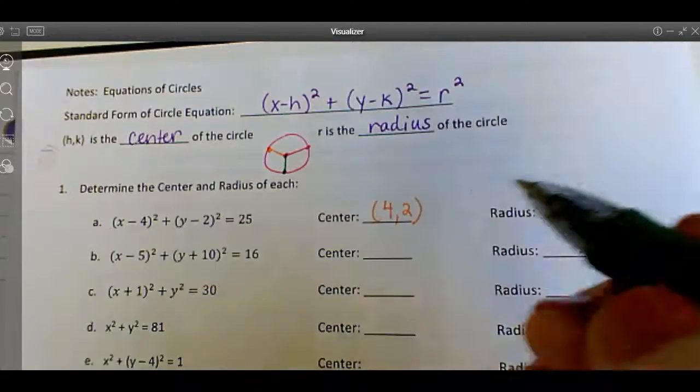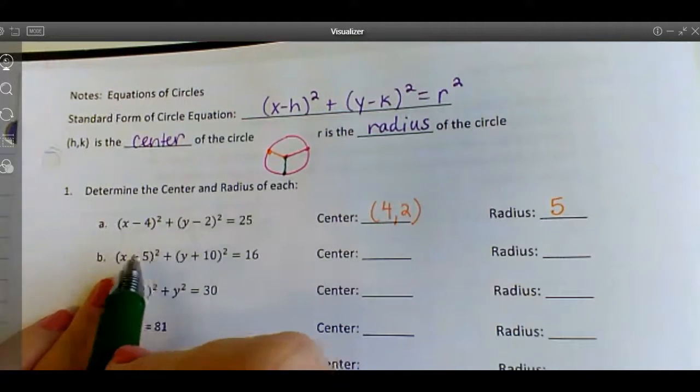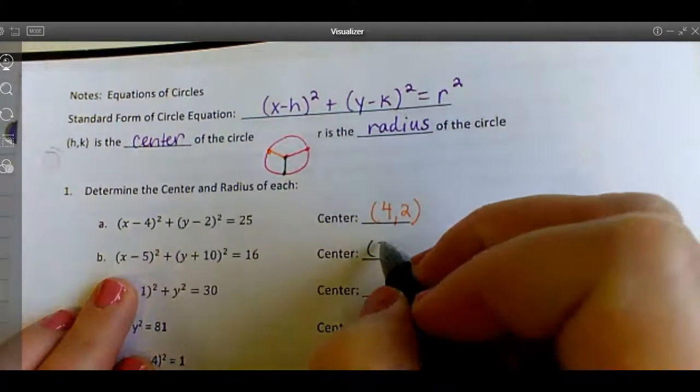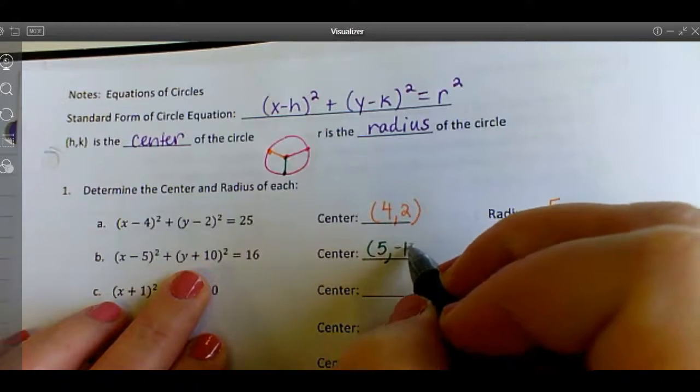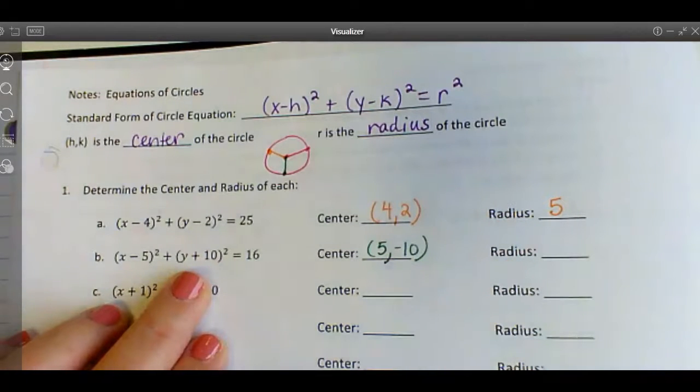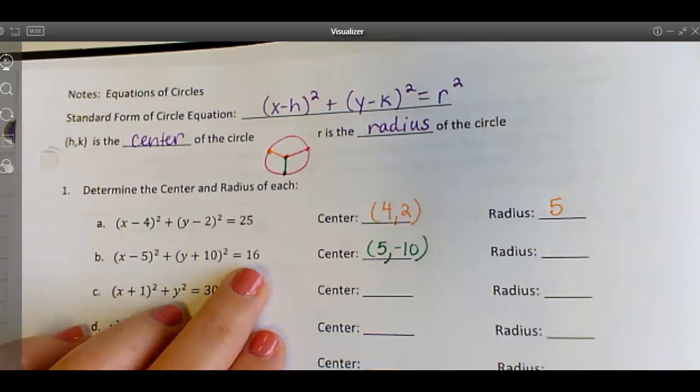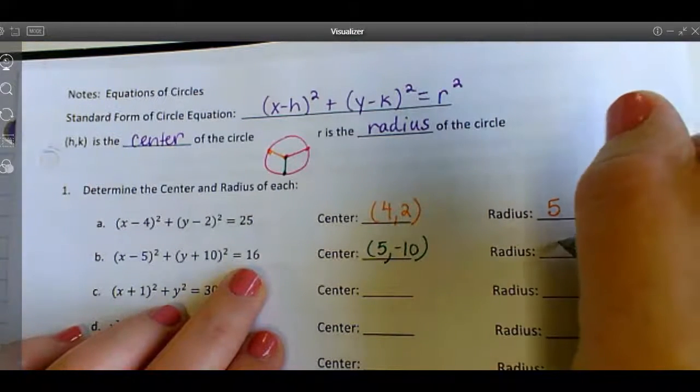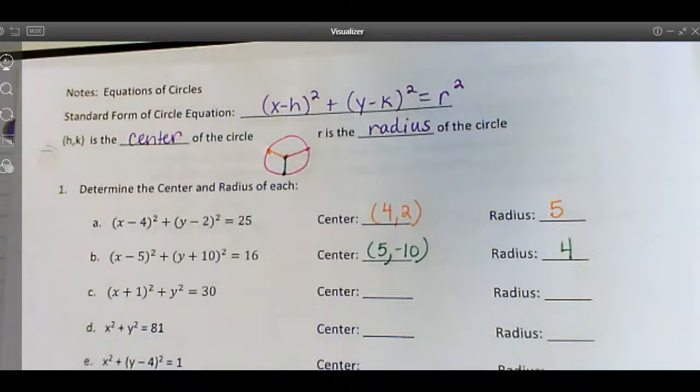So if I do the center on the next one, I'm just going to change the signs again. 5, -10. And then I want to take the square root of the 16, which comes out to be 4, and that represents the radius.